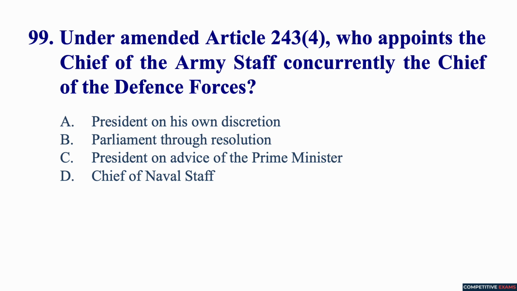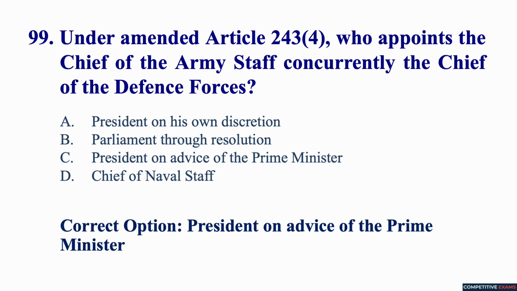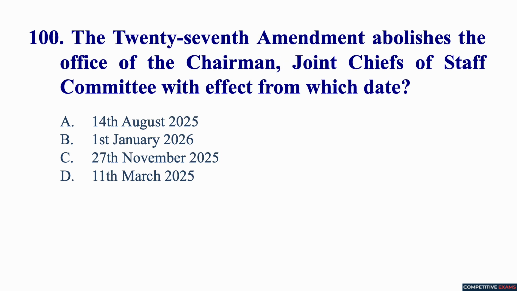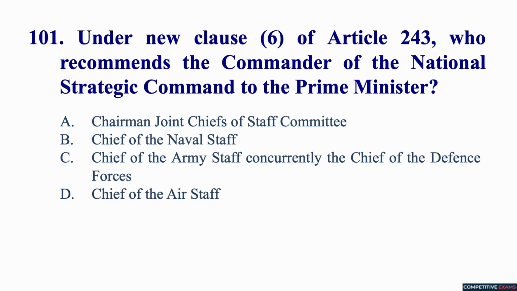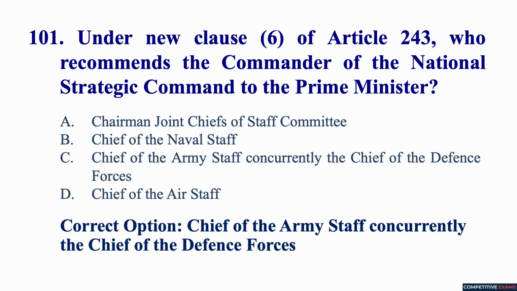Under amended Article 243(4), who appoints the Chief of the Army Staff concurrently the Chief of the Defense Forces? President on advice of the Prime Minister. The 27th Amendment abolishes the office of the Chairman, Joint Chiefs of Staff Committee with effect from which date? 27 November 2025. Under new Clause 6 of Article 243, who recommends the Commander of the National Strategic Command to the Prime Minister? Chief of the Army Staff concurrently the Chief of Defense Forces.